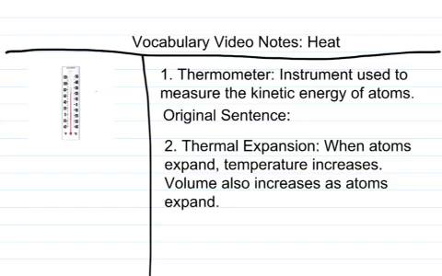The next one is thermal expansion. And we wrote that in our Cornell notes. It's when atoms expand, temperature increases. And in our Cornell notes, we wrote also that when atoms contract, temperature decreases, which is also true. But this part right here is new. Volume also increases, this part right here, as atoms expand. So what that means is that when atoms are moving fast, something gets bigger as well.